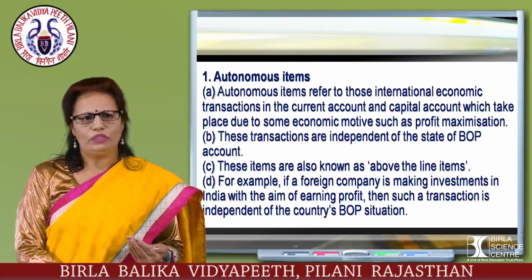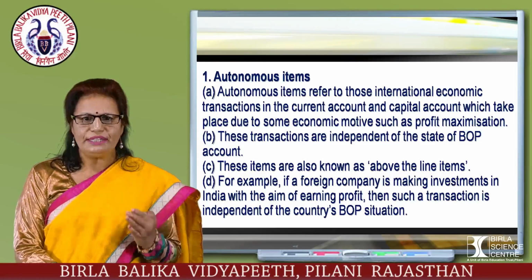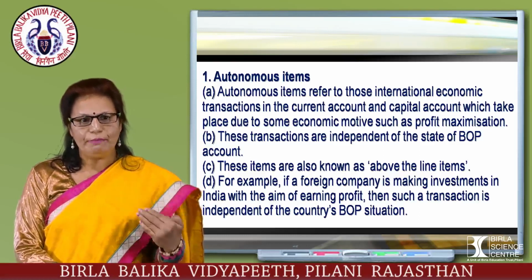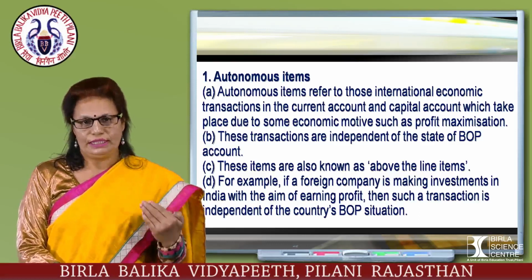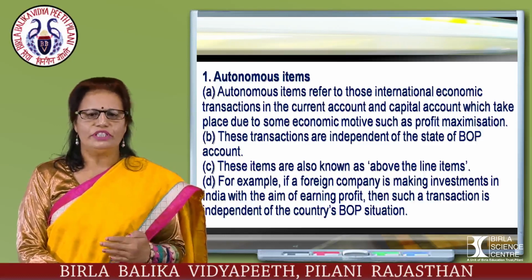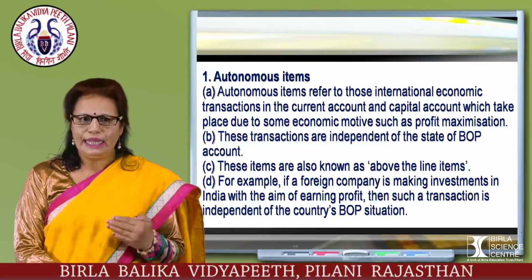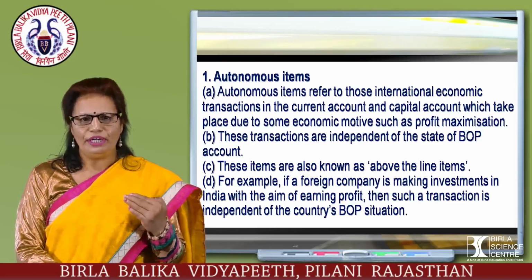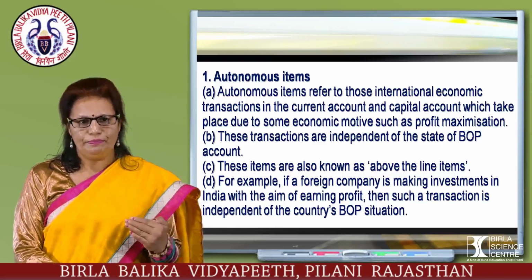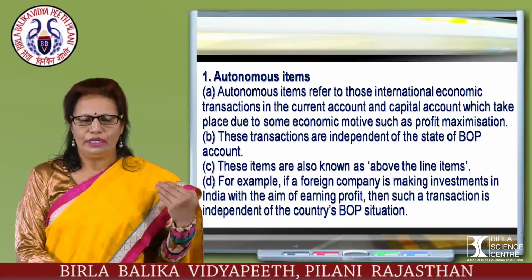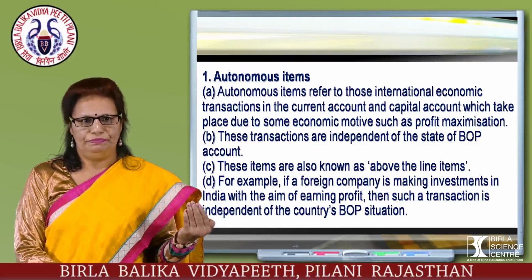Now, the next account is called autonomous items. Autonomous items refers to those international economic transactions in the current account and capital account which take place due to some economic motive such as profit maximization. These transactions are independent of the state of BOP account. These items are known as the above the line items. For example, if a foreign company is making investments in India with the aim of earning profit, then such a transaction is independent of the country's BOP situation.